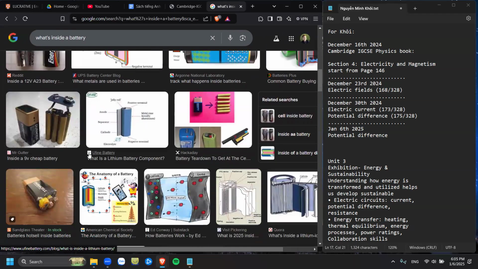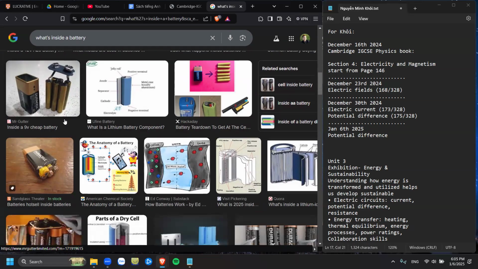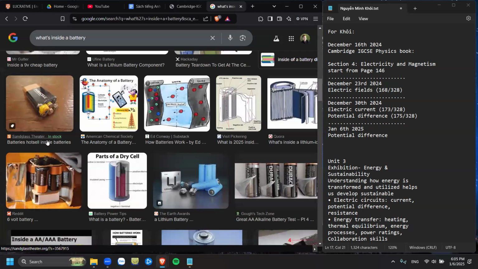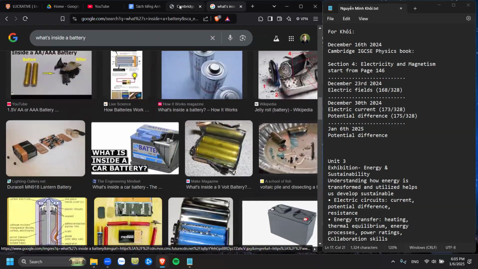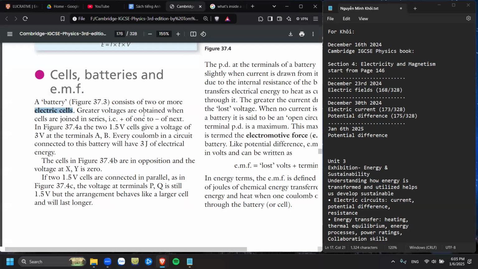It depends on what kind of battery, but inside a 9-volt cheap battery, you can have a lot of rods like this. There could be a lot of smaller batteries connected in there. Anyway, a battery can consist of a lot more than just two. There could be 6, 7, 8, 9, 10, whatever electric cells in there.